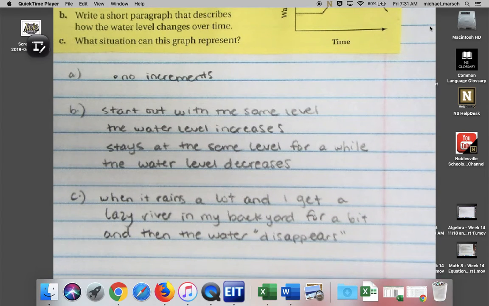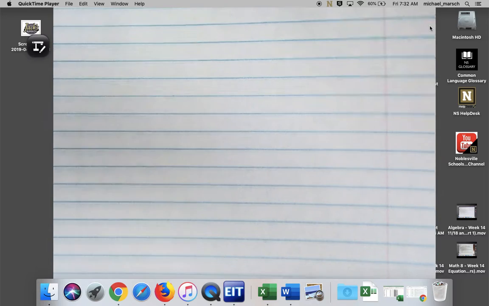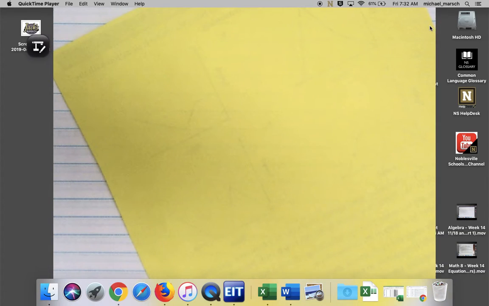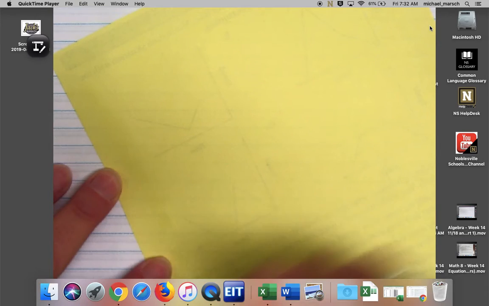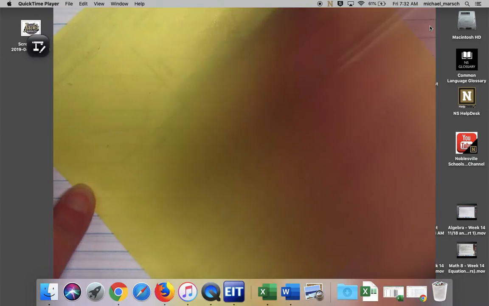All right, now we're going to turn to the next page and glue in activity 2, because it's not going to fit on the same page as activity 1, which is fine.